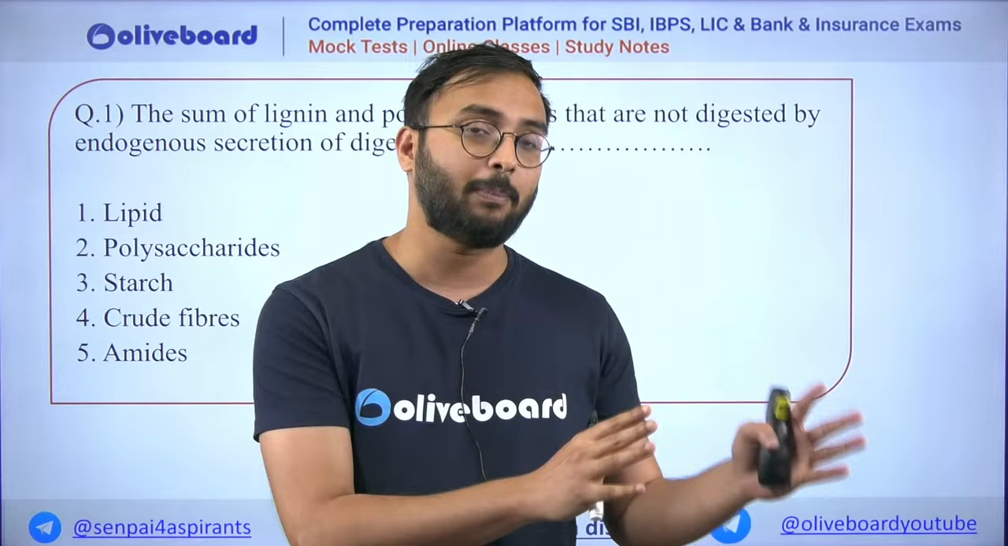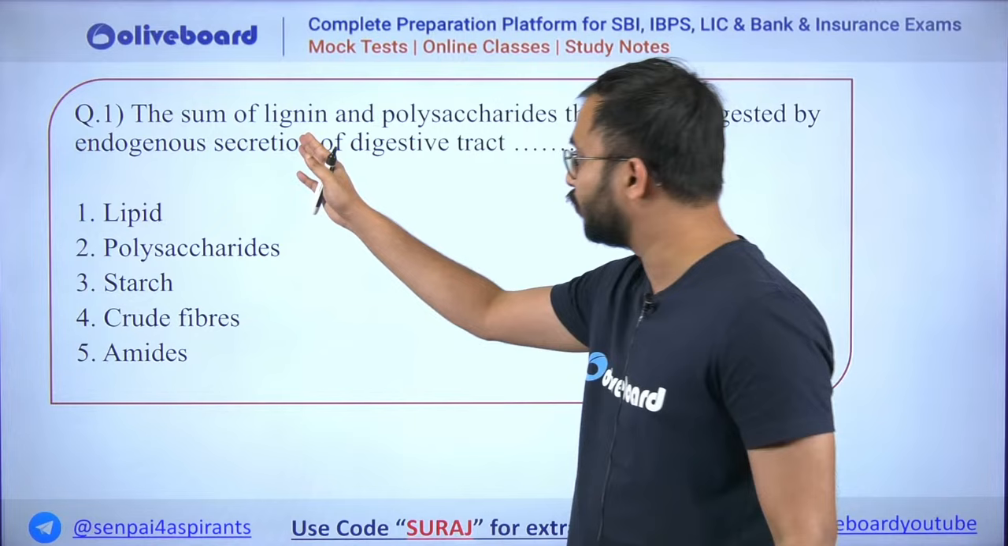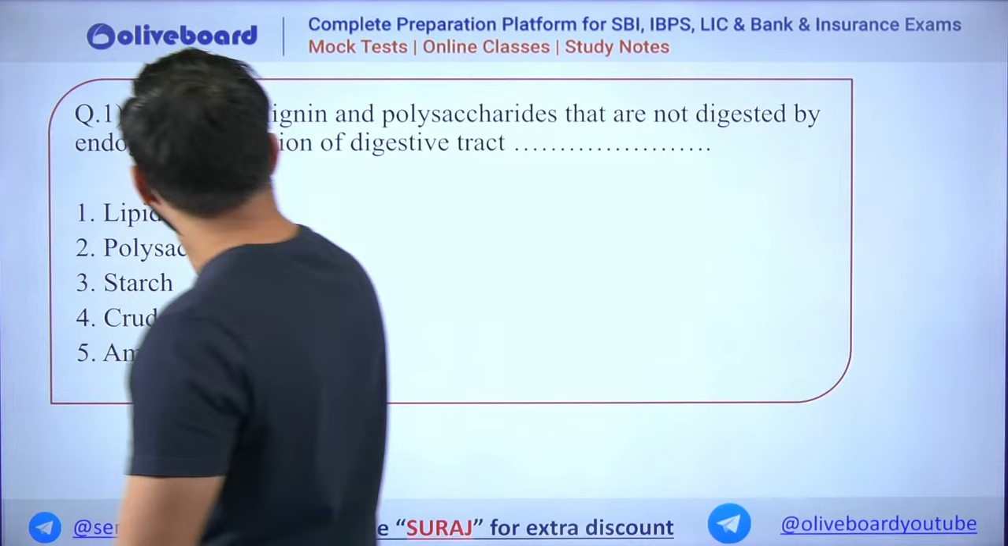Let's start our discussion. Abhi jo hum baat kar rahe, pehla question hai, the sum of lignin and polysaccharides that are not digested by endogenous secretion of digestive tract is what?